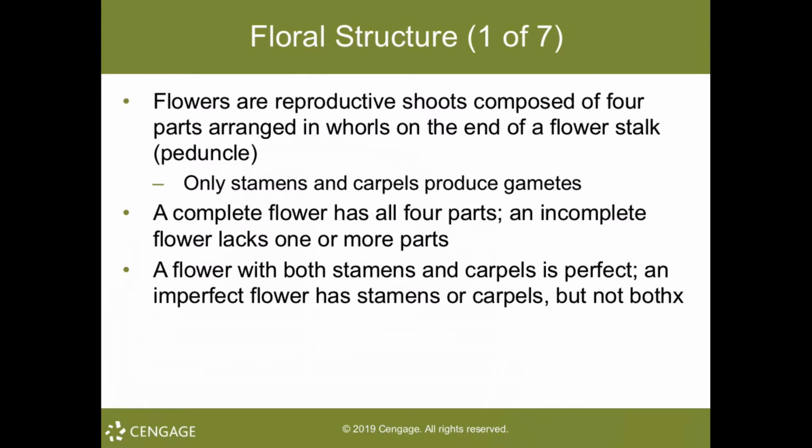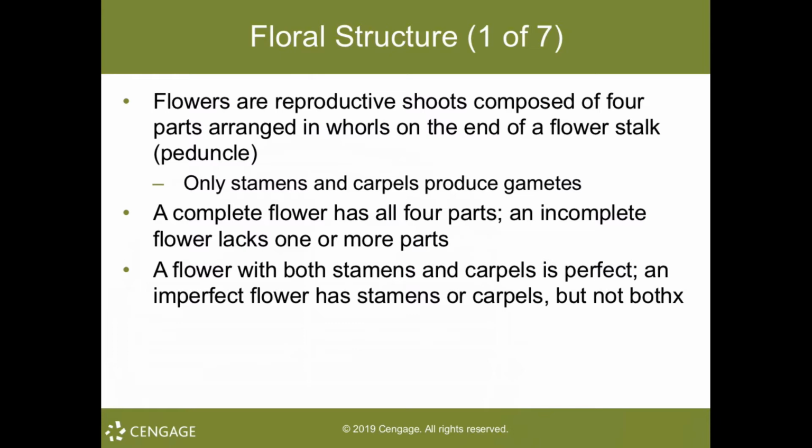So other terms that are used in botany are going to be the term called complete. So a complete flower is one that has all four parts. You say what four parts? Sepals, petals, stamens, and of course that carpel. An incomplete flower is one that, of course, lacks one or more of those parts.